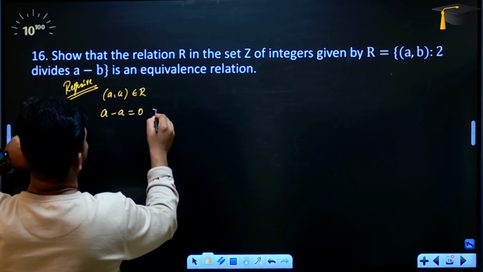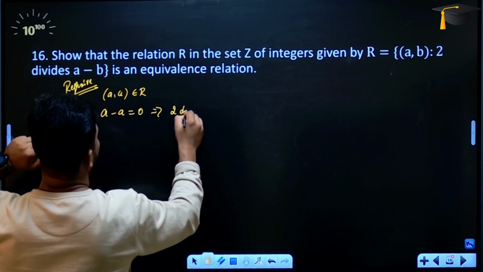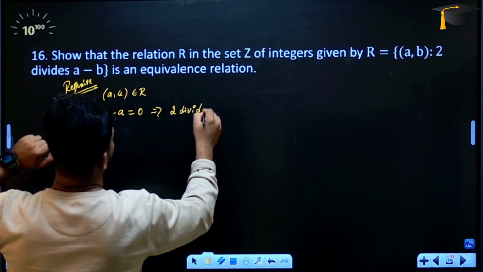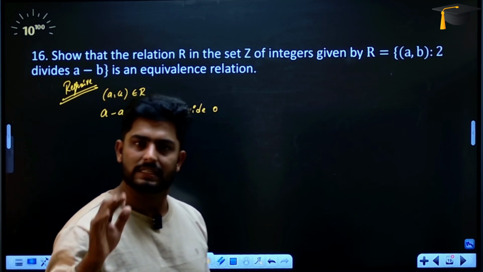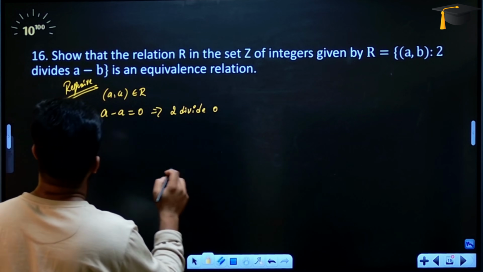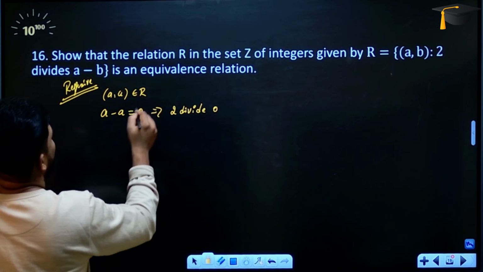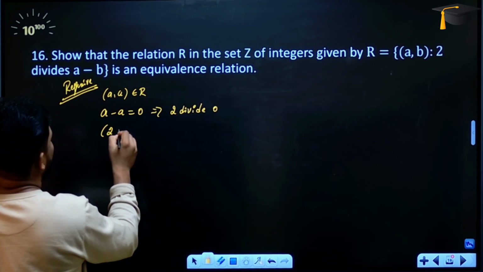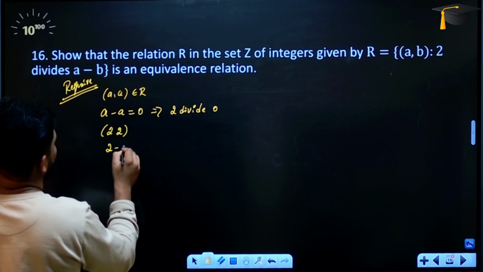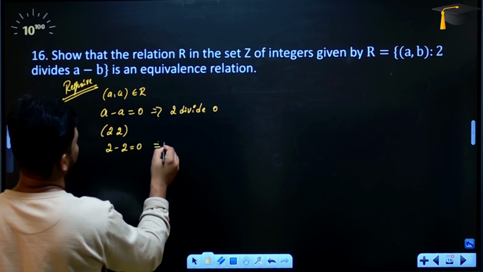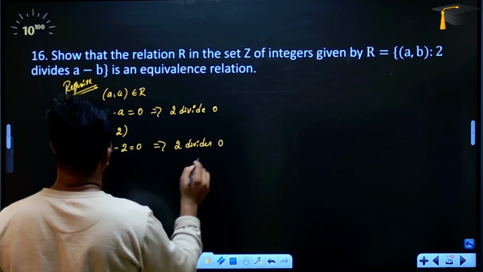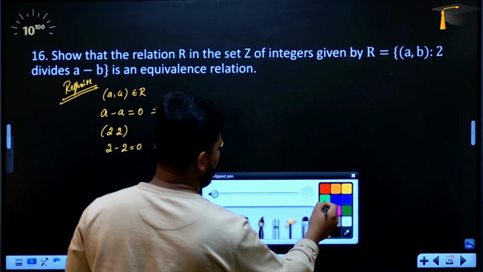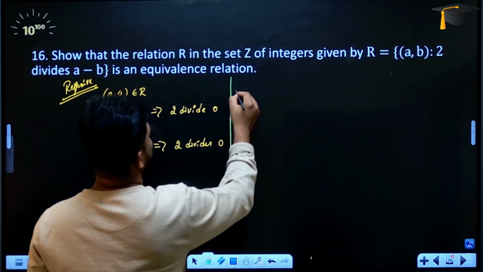That implies 2 divides 0. Correct? 2 divides 0. Any 0 divided by any number is actually 0. So it's actually 2 divides 0. So we can write that. For the example, it's not mandatory, but write it, children. Okay, 2 comma 2. So 2 minus 2 is equal to 0, and same, 2 divides 0. Okay, so reflexive is done. Next, symmetric.